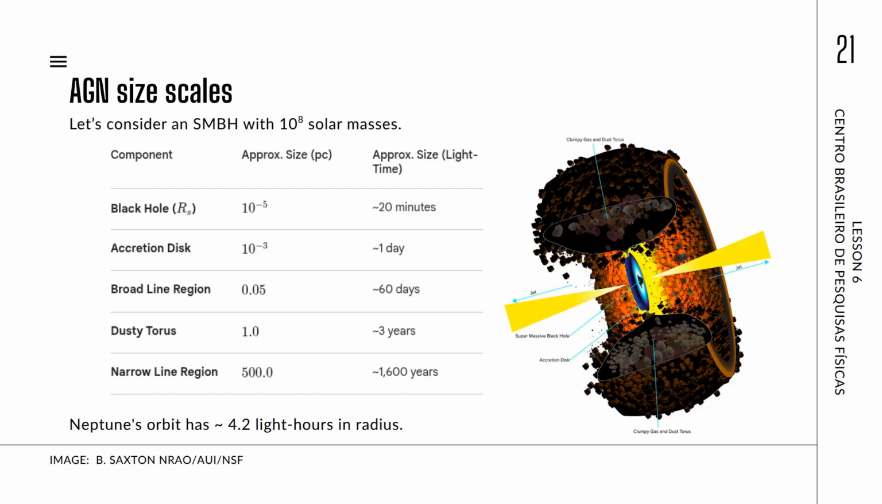And then I put here to give you some notion of the size: the orbit of Neptune has a radius of 4 light hours. So the accretion disk of a supermassive black hole is already, as a general scaling, 5 times larger than the solar system, truncating the solar system at Neptune's orbit. So it's quite big.